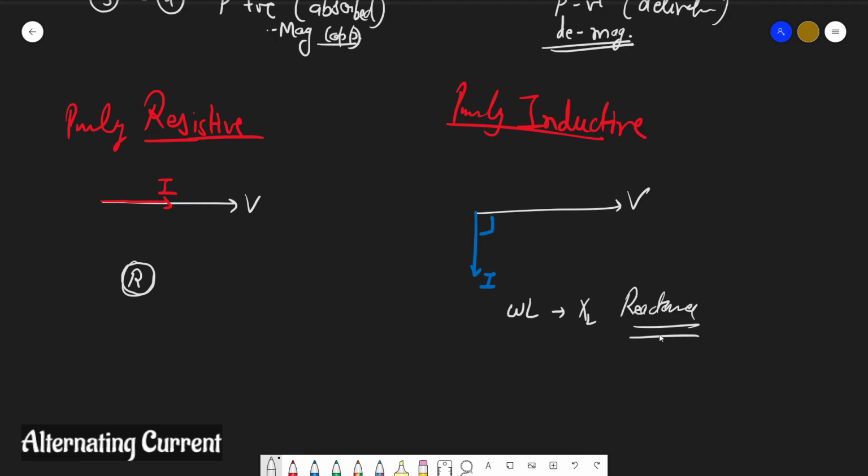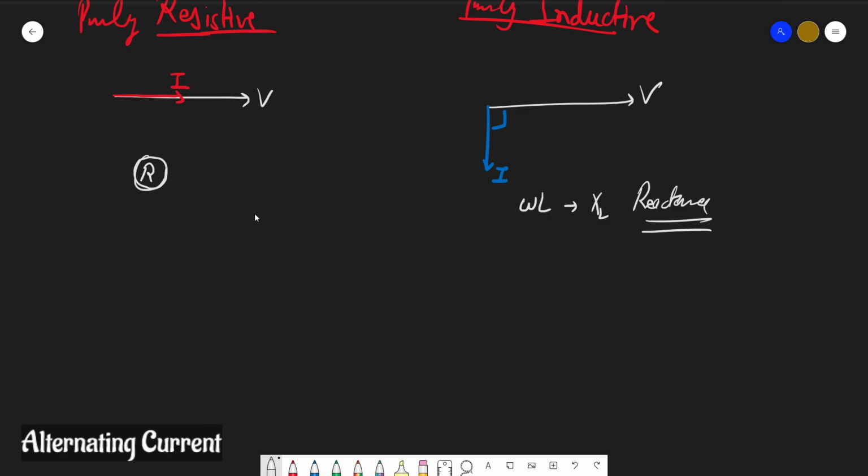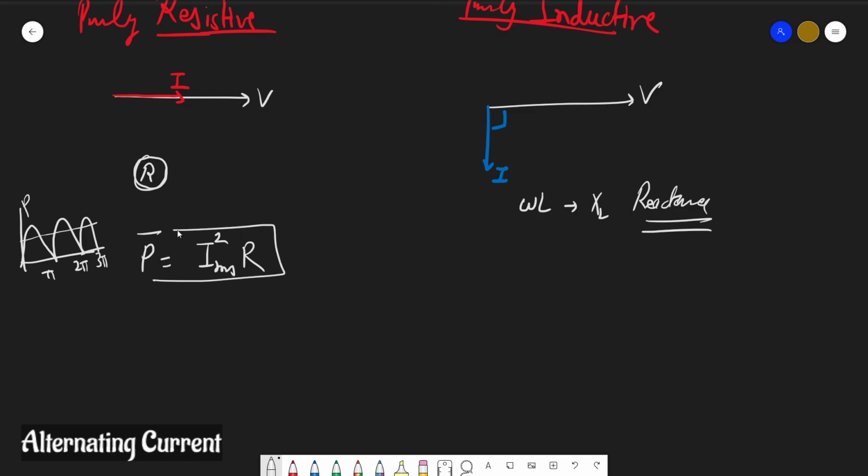These two terms are also important. Another point is that the average power in the resistive circuit was not 0, it was some value, I RMS squared R. We also saw the graph like this: pi, 2 pi, 3 pi, the power graph, and the average value was not 0. But in this case, the average power is 0.